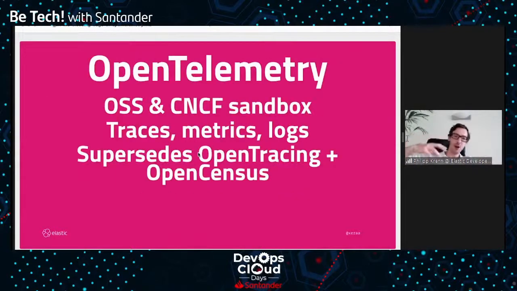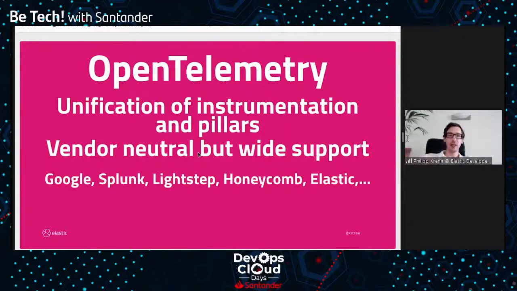But the current hotness is OpenTelemetry, which comes out of CNCF. It covers not only traces, but also metrics and logs, or is in the process of that. And it replaces or supersedes OpenTracing and OpenCensus. So what it does is it tries to unify all of those things that you try to collect from an observability point of view. And it's vendor neutral, but has wide vendor support. So lots of vendors, Elastic and many others, are part of that and try to integrate into those agents.